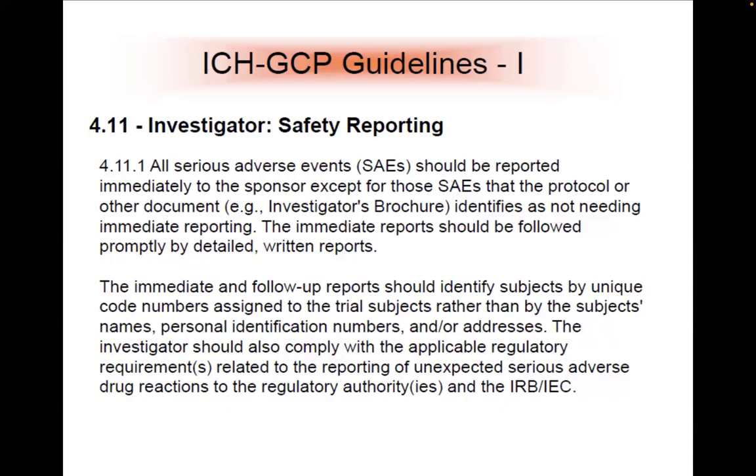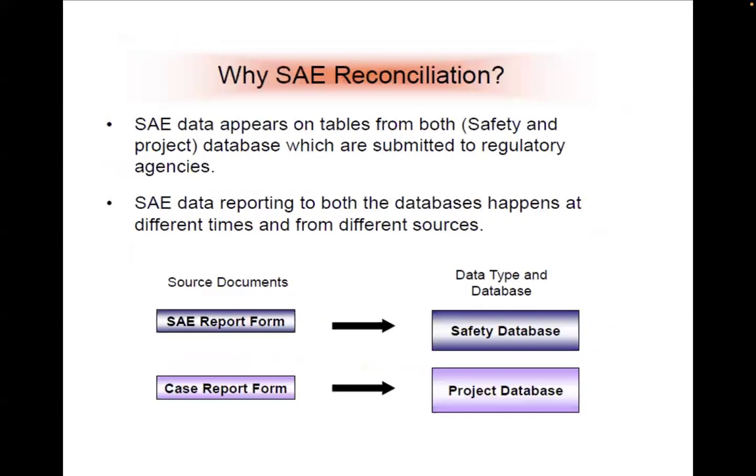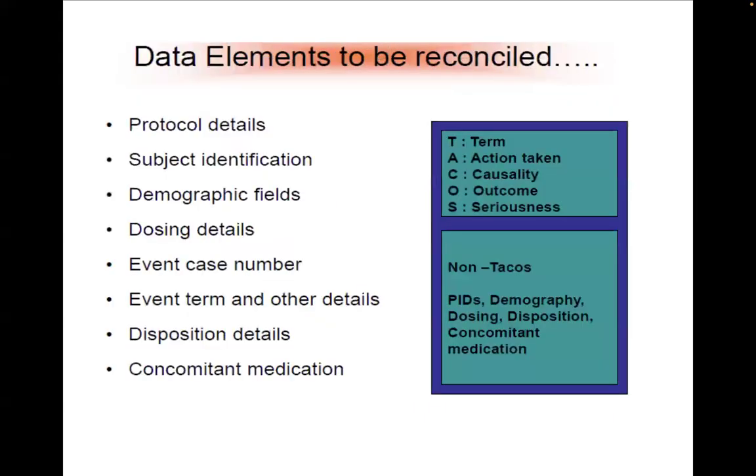Okay, guys. So what are the details that we would be collecting from any patients? Especially in clinical trials, we will be collecting the protocol details, subject identification and demographic fields, dosing details, event and case numbers, event term and other details, disposition details, and concomitant medication. Whenever we are collecting any adverse event or serious adverse event details from the patient, we're supposed to collect these data elements.